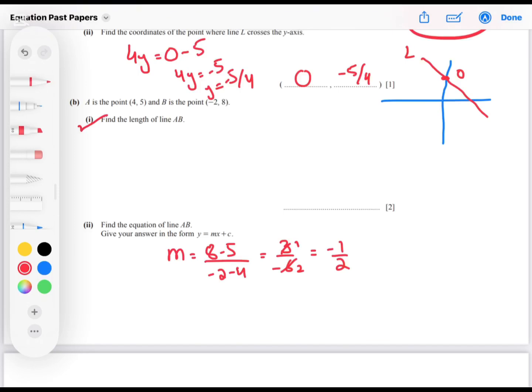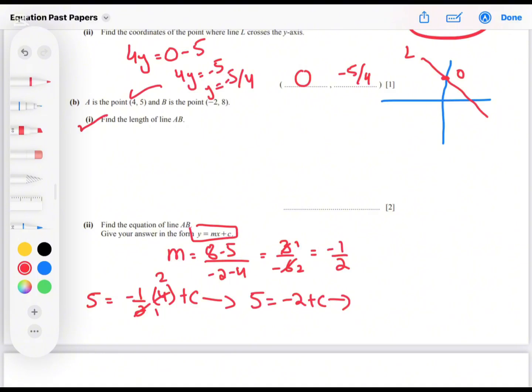Now the next step is we have to find the y-intercept, that is c. For that, I have to put any one point, A or B, it's up to me. I put a point in this equation, replacing y by 5, m by minus 1 over 2, x by 4, plus c. So 5 is equal to minus 2 plus c. Minus 2 goes to the other side, it will add, so c will be 7.